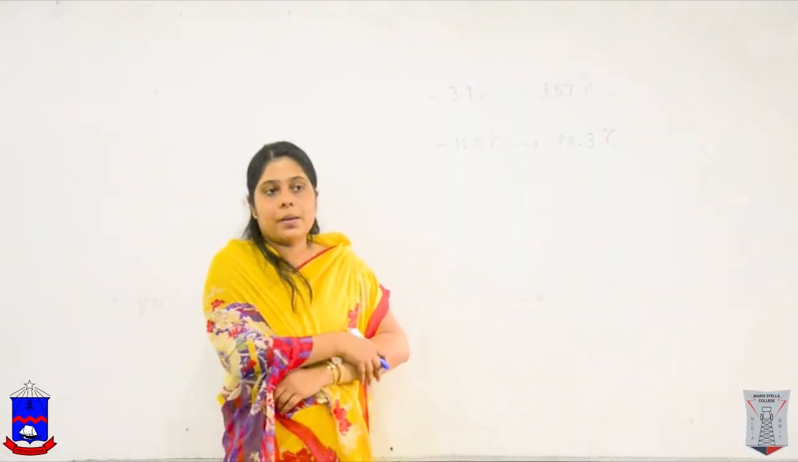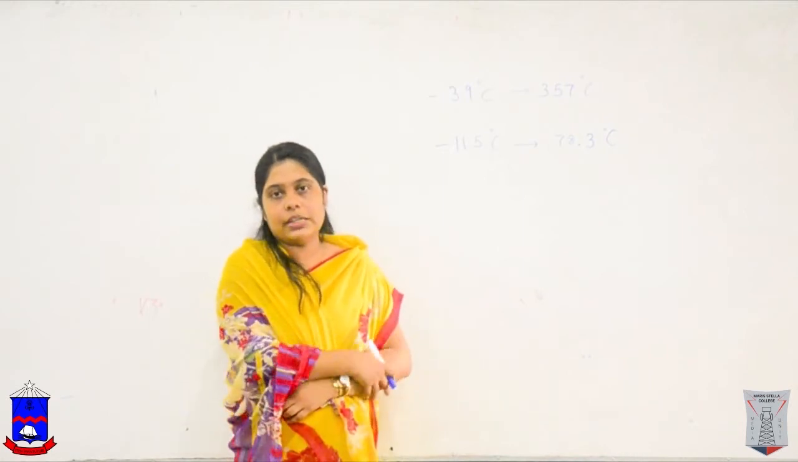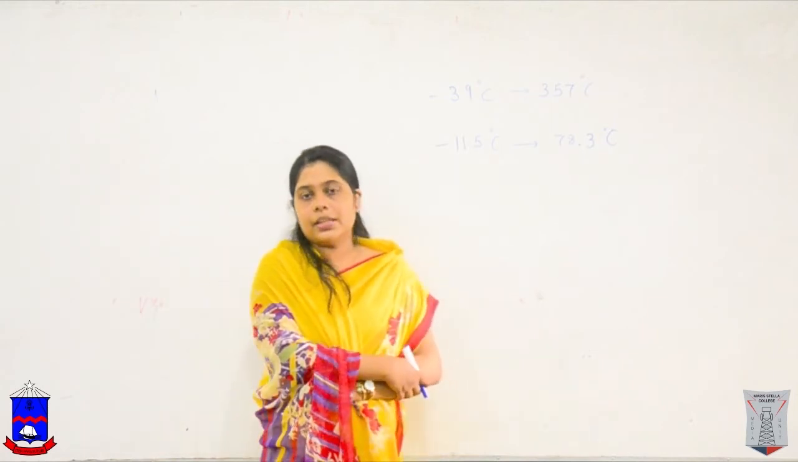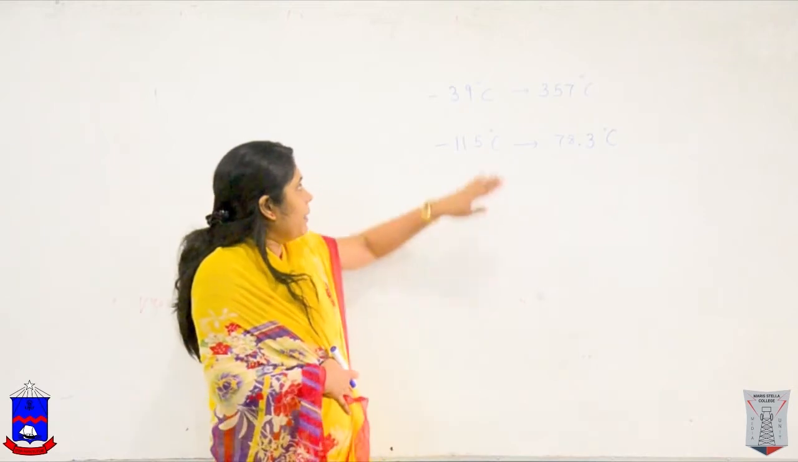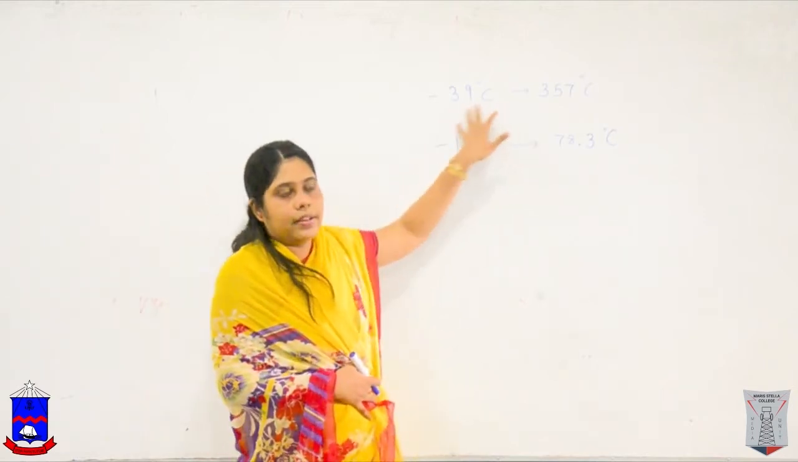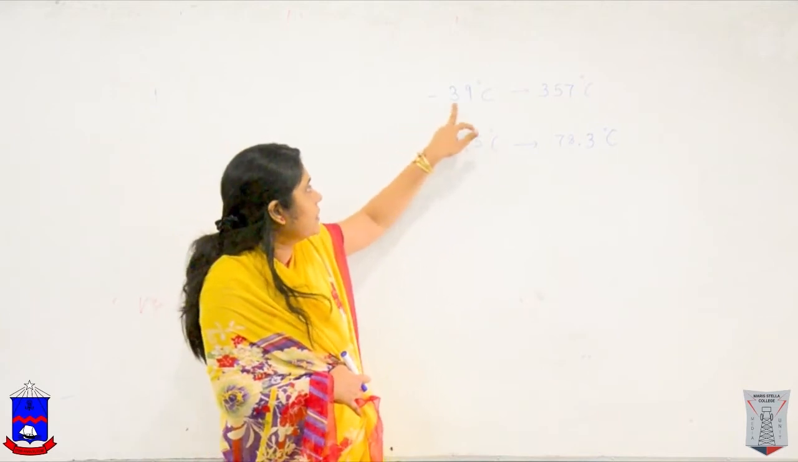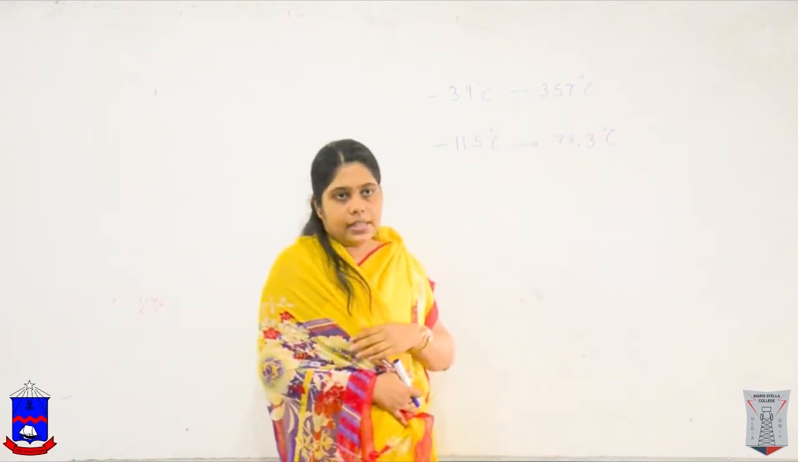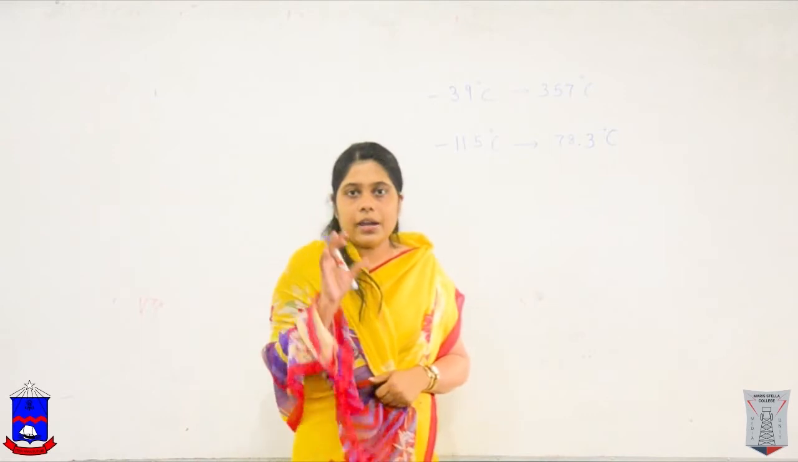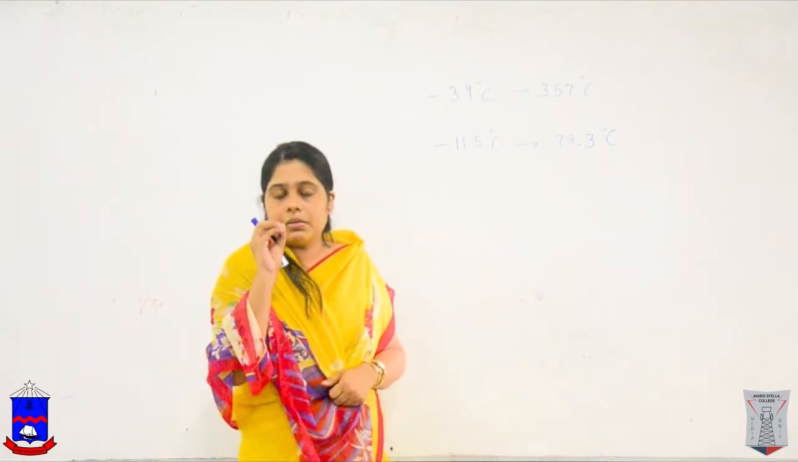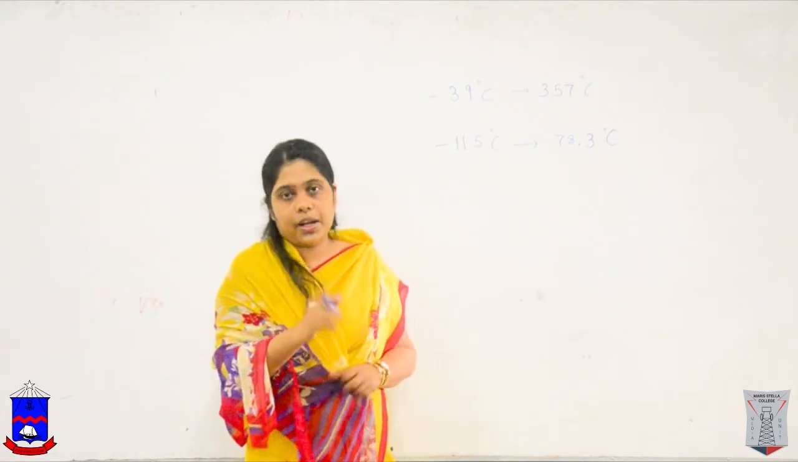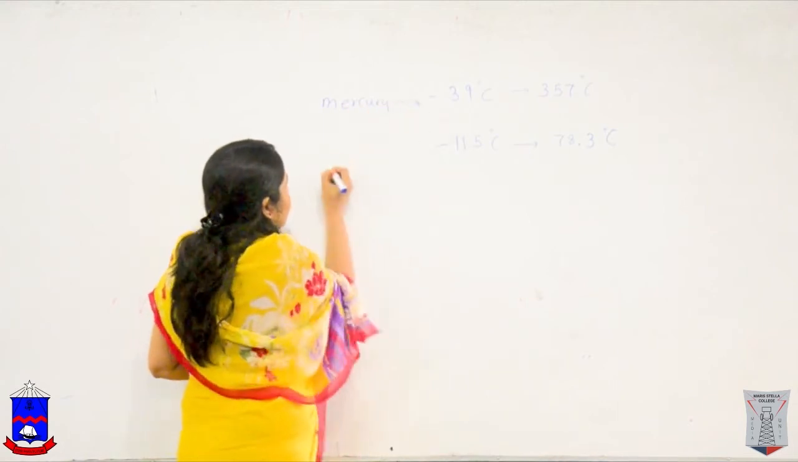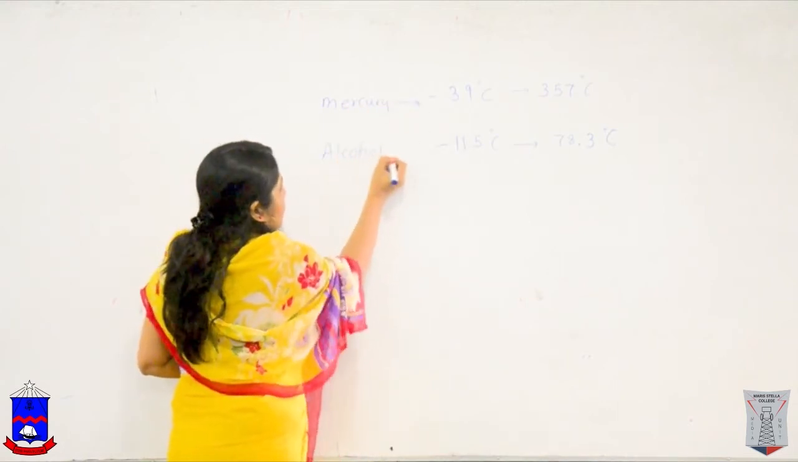These thermometers are based on liquid. Mercury is in a liquid state, and alcohol is also in a liquid state when we use them in thermometers. Now look at this temperature range. This is minus 39 degrees Celsius and 357 degrees Celsius. This is the temperature range where the glass mercury thermometer can be used. This is for the mercury thermometer, and this is for the alcohol thermometer.